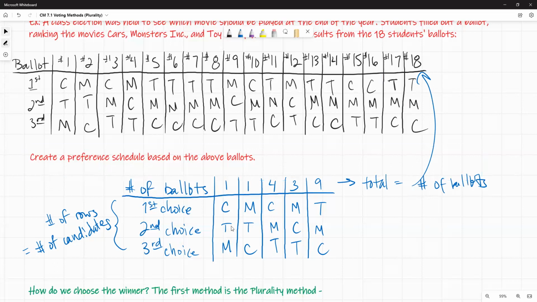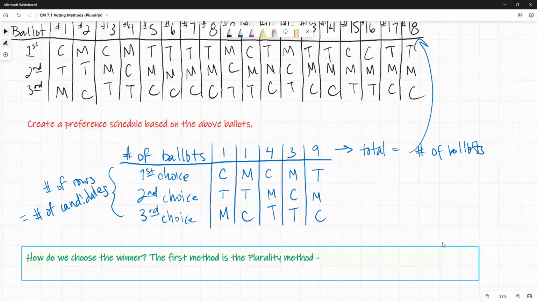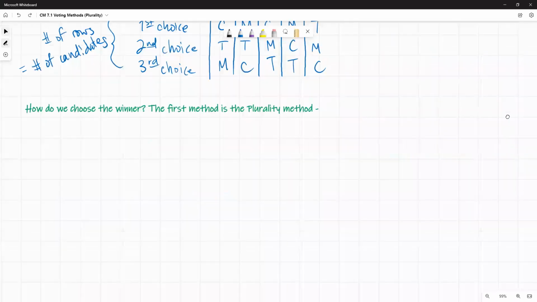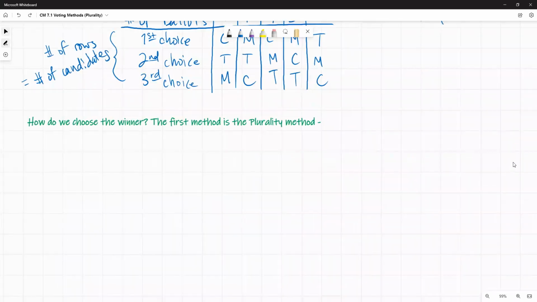So then based on this preference schedule, how do we determine the winner, okay? So that's going to be where that plurality method from the beginning of our video comes from. What is the plurality method? Well, that is a way to determine the winner. And it says that the candidate with the most first choice votes is the winner.